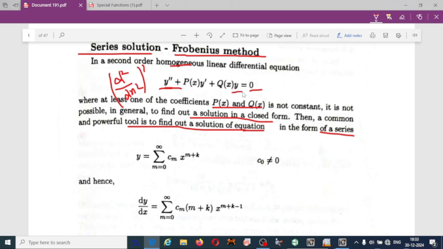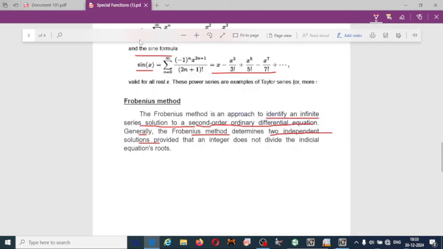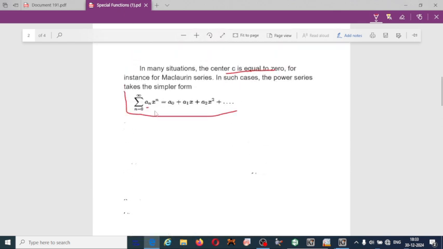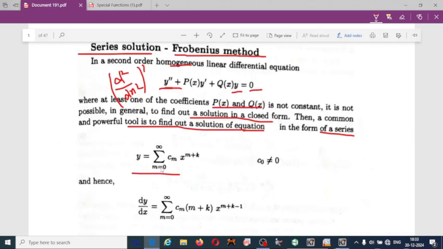Then y is equal to, as we have written here, the general formula for the power series method: y equal to the summation from m equal to 0 to infinity. You can take m or n. You can write the coefficient with c or any other letter: c_m times x to the power m plus k. Here is the condition: if you put m equal to 0, c naught should not be equal to 0.